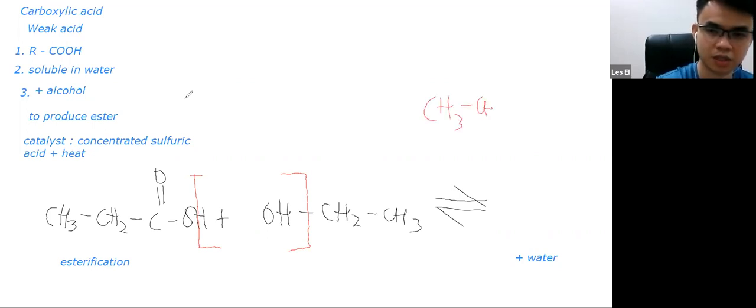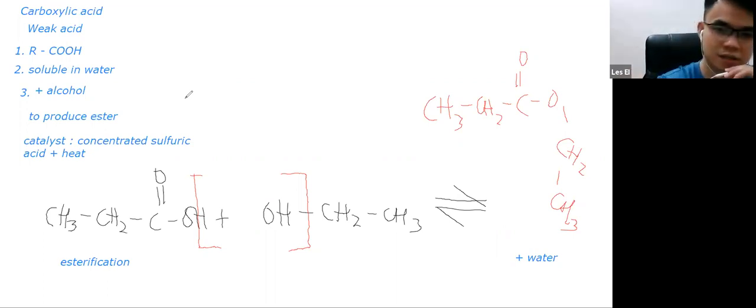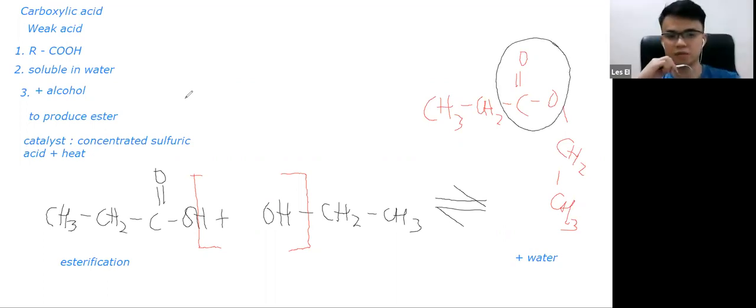So CH3, CH2, COO. Then you continue with the CH2, CH3. So once you remove the water molecules, you rewrite everything as a chain. So this is the ester. So ester has a functional group of COO. Alkene has a double bond. Alcohol has OH. Carboxylic acid has COOH. Ester only COO.